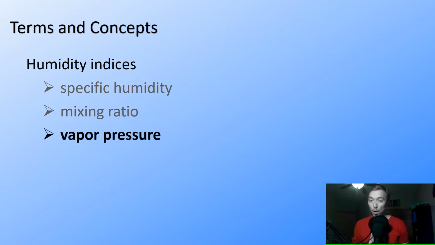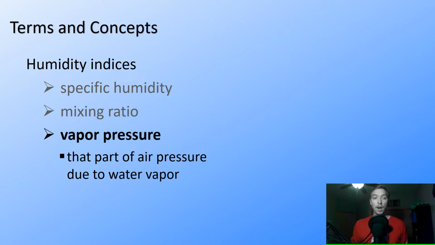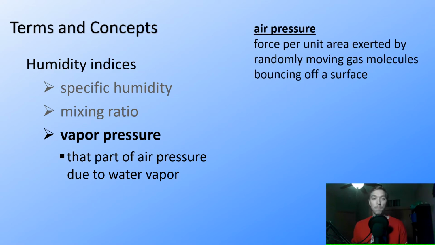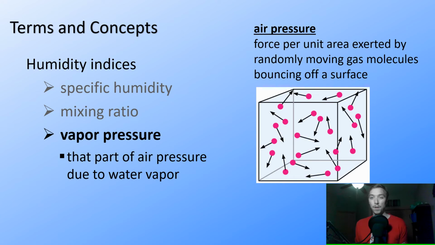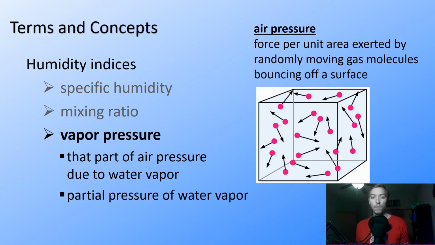We talk about vapor pressure. So the part of air pressure due to water vapor. Air pressure is the force per unit area exerted by randomly moving gas molecules bouncing off of a surface, which we can see here. And it is a partial pressure of water vapor in millibars.